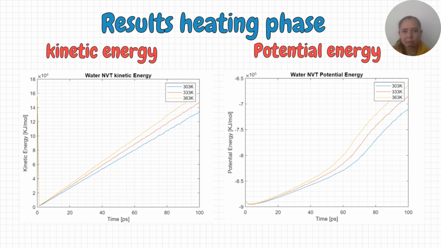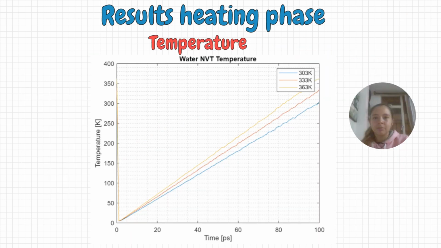Continuing with the results from the heating phase, we plotted the data from the three temperatures on a single graph. In the case of kinetic and potential energy, we can observe that in the three temperature scenarios, they increase over the elapsed time. Additionally, it is noteworthy that the highest energy levels in both cases consistently occur at the temperature of 363 Kelvin, and the lowest energy points are at 303 Kelvin. In this case, the temperature during the heating stage exhibits the same behavior as the kinetic and potential energy graphs that we saw before.